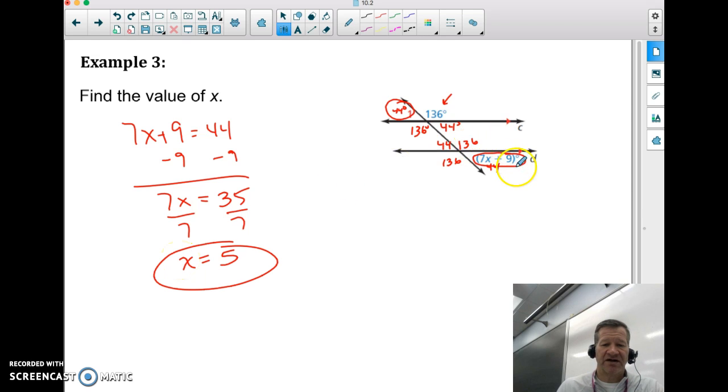And by the way, if you wanted to check that answer, just plug 5 back in for x. 7 times 5 is 35, plus 9, and there's your 44 degrees that we knew we should get. And there's examples 2 and 3.